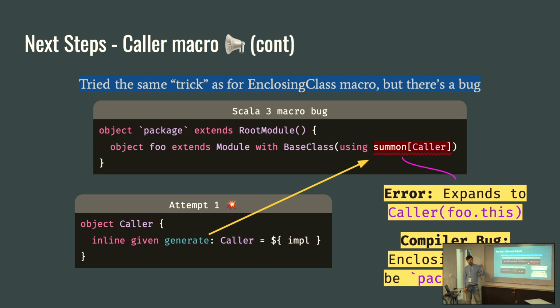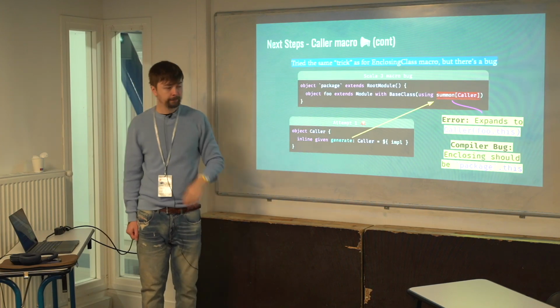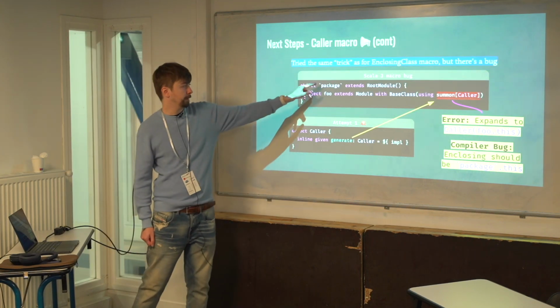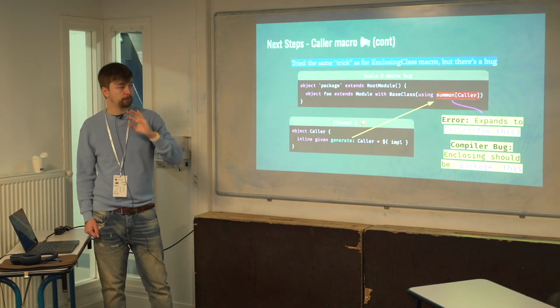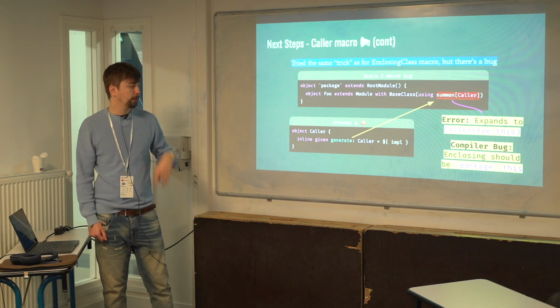And in Scala 3, when you do the enclosing class thing in the parents of a class, it will actually refer to foo, which will become foo.this, which is impossible to do in the parents of a class, so that's a compile time error. And really it should have been package.this, not foo.this.